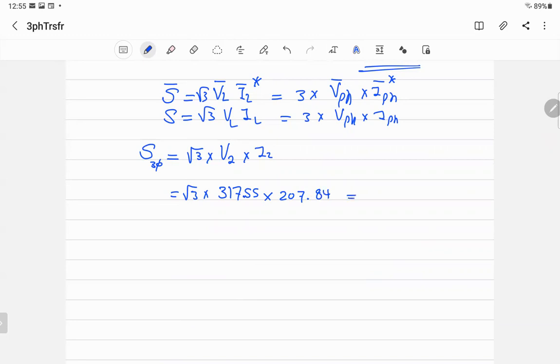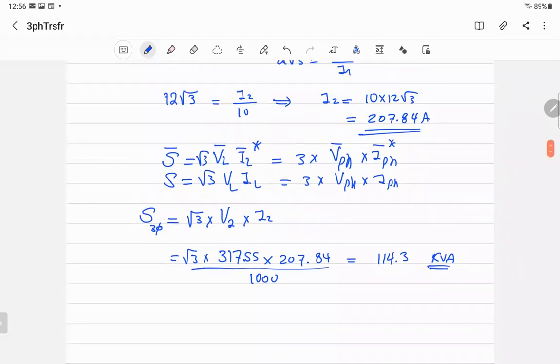If you divide it by 1,000, then you can get it in kVA. So that will be 114, I think, kVA. Yes, to get it in kilo VA. Okay, that's it.